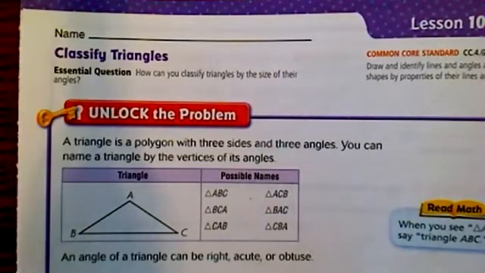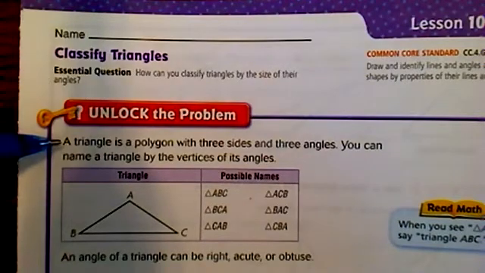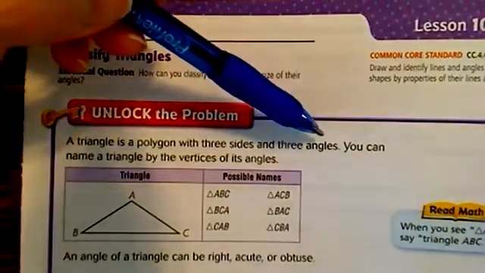Good morning, fourth graders. Today's lesson is 10.2, and we are going to be classifying triangles. So our essential question is, how can you classify triangles by the size of their angles? And let's just recall that a triangle is a polygon. It has 3 sides and it has 3 angles.